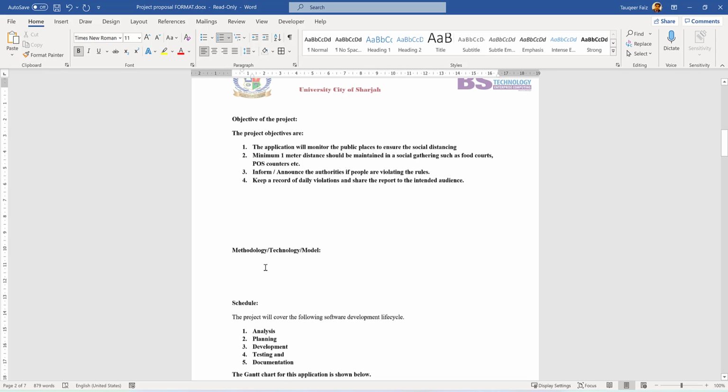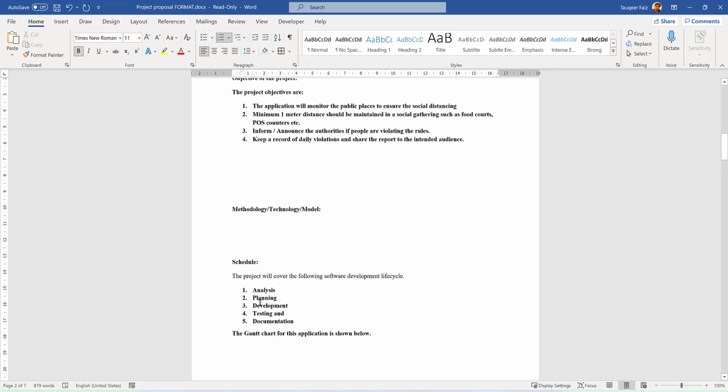Heading towards the methodology or technology model. A project methodology is a set of principles and practices that guide you in organizing your project to ensure optimum performance. So basically, it's a framework that helps you to manage your project in the best way possible. In the methodology and technology model section, you need to include the analysis, planning, development, testing, and documentation. And a Gantt chart is going to be suitable for this section.